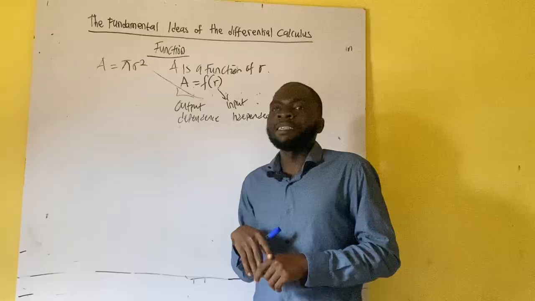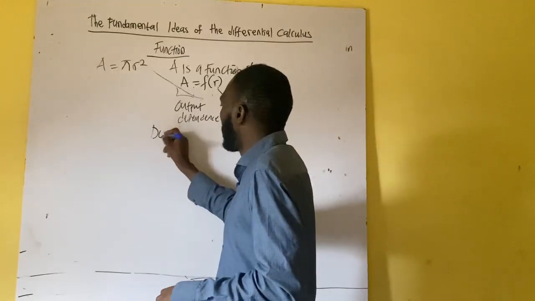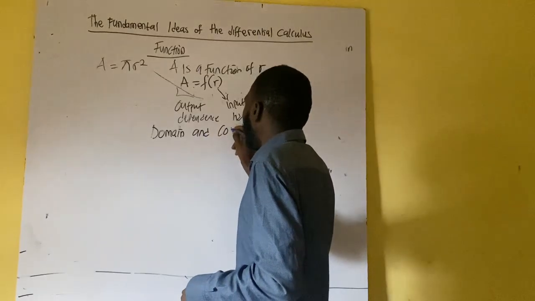Another thing is about domain. That's what they call domain and codomain. What do we know as domain? Our domain and codomain.